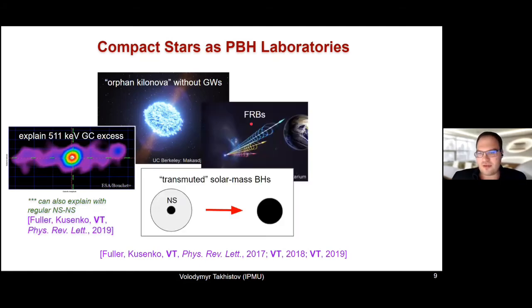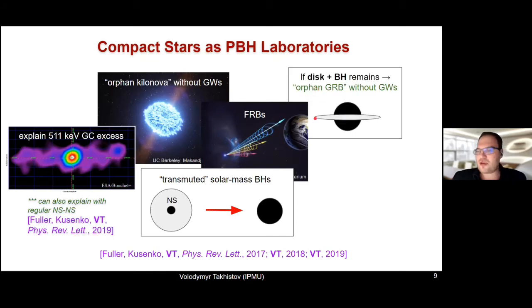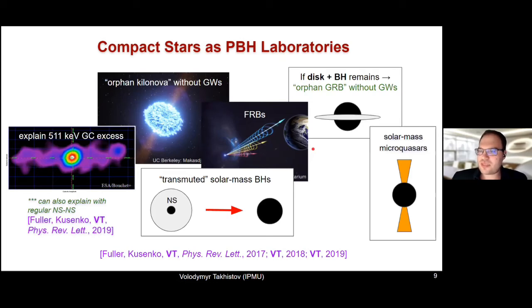You can also get FRBs. You can get solar mass black holes, which I'll discuss next. If a black hole forms, you can get a GRB, also without gravity waves. So that's a new type of signal. And you can also get solar mass microquasars, which is also a new type of astrophysical signal. So that is, of course, very nice.